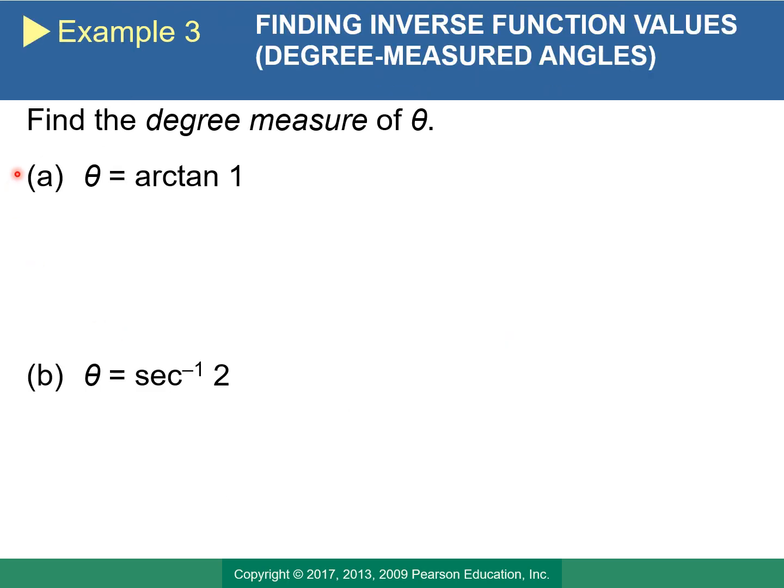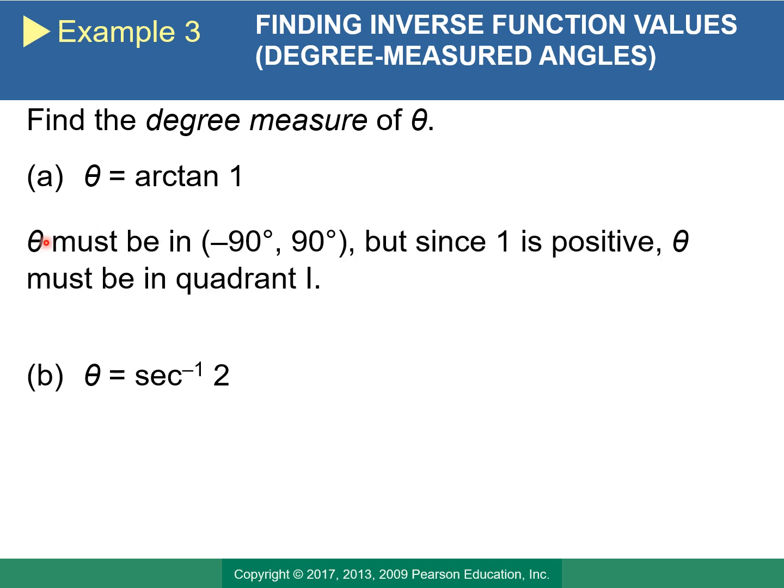Now we're going to try some examples, and notice we're finding these in degree mode. So if you do use your calculator, you want to make sure you're in degree mode instead of radian mode for this. So theta equals arctangent of 1. So this means tangent of theta equals 1. Now theta must be in between -90 degrees and 90 degrees, quadrants 4 and 1.